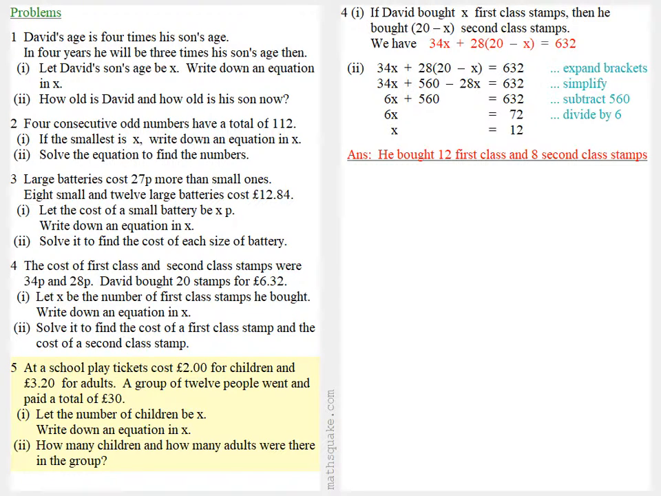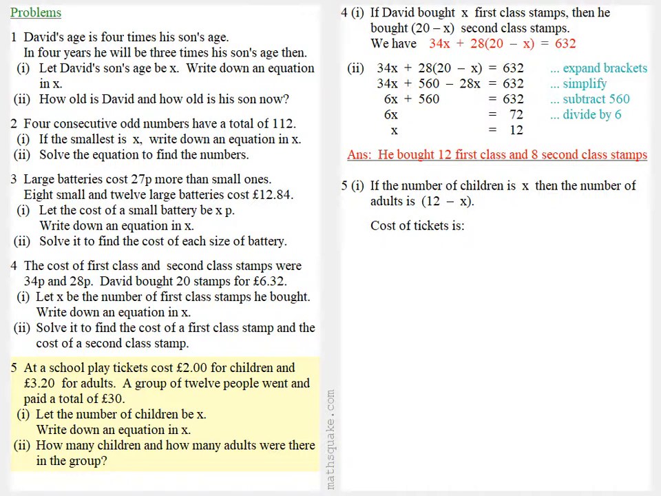Now in question 5, at a school play, tickets cost £2 for children and £3.20 for adults. A group of 12 people went, and paid a total of £30. Let the number of children be x and write down an equation in x. How many children and how many adults were there in the group? Well, if the number of children is x, then the number of adults is 12 minus x.